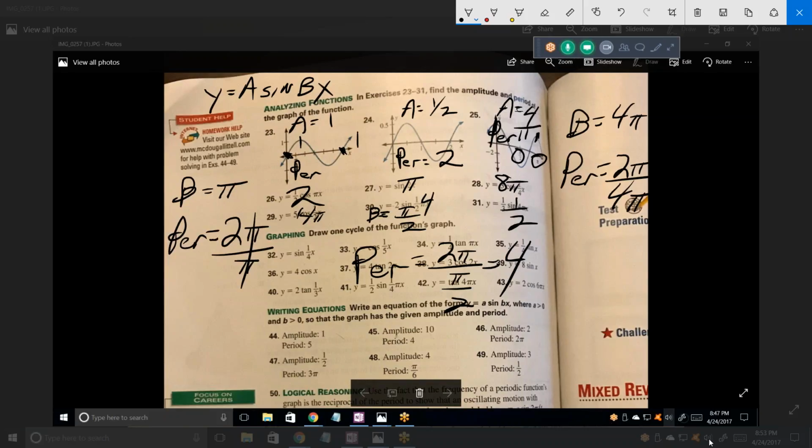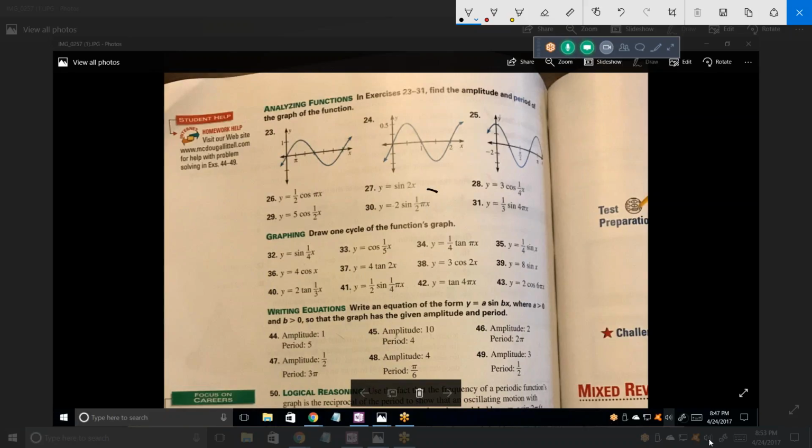So what you're seeing here is that when b has a pi in it, the period ends up being a number. When b is a number, the period ends up having a pi in it. In other words, that is going to have a period that's a number without a pi. That's going to have a period that's a number without a pi. That's going to have a period with a pi in it because b is a number. B doesn't have pi in it.